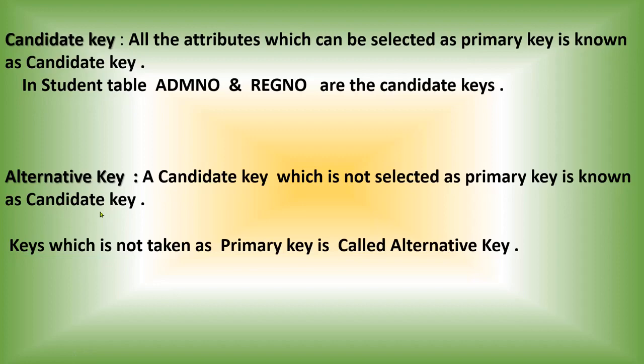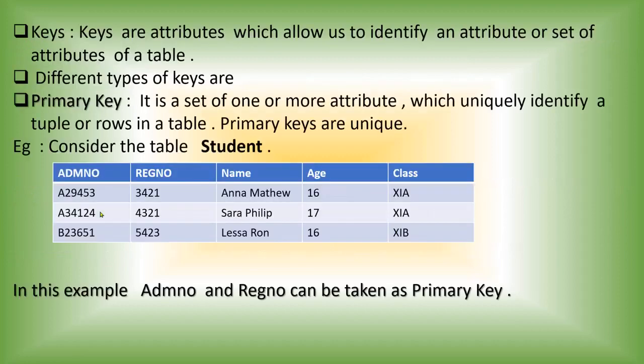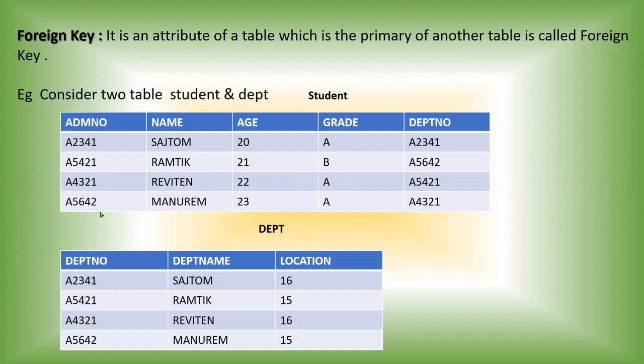So in the previous example, if you are selecting admission number as the primary key, then I can say register number is the alternative key. And there is one more key, that is foreign key. See the definition.